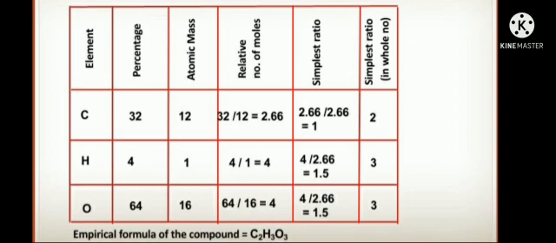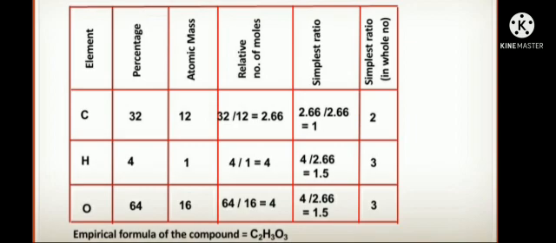Similarly, for hydrogen, the symbol is H. The value of simplest ratio in whole number is written in the subscript. The value of simplest ratio in whole number for hydrogen is 3. So you can write as H3. Finally, the symbol of oxygen is O. The simplest ratio in whole number is written in the subscript. The value of simplest ratio in whole number for oxygen is 3. So you can write as O3.